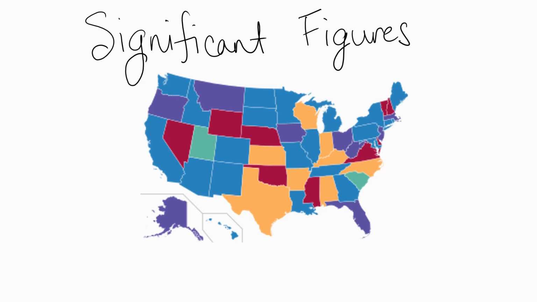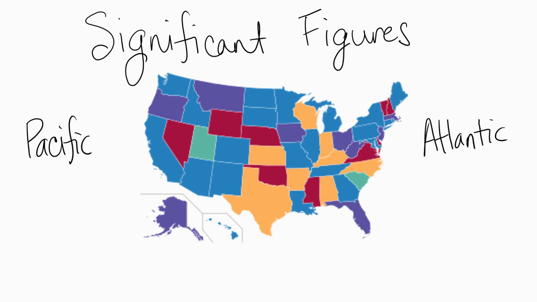We are going to look at significant figures and how to figure them out when you have a number. So let's start by thinking about it in a little bit of a metaphorical way, because it will help us remember for later. This is a basic map of the United States. On the left-hand side is the Pacific Ocean, and on the right side is the Atlantic Ocean. And that's going to help us actually figure this out.